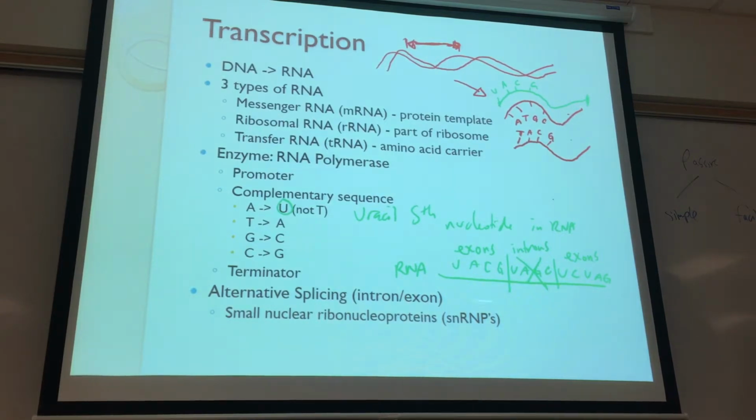And then what these SNRPs are going to do is they're going to cut out the introns and put these together. So the final product is going to be UACG, UCUAG. And this is the template that we're going to create proteins from.